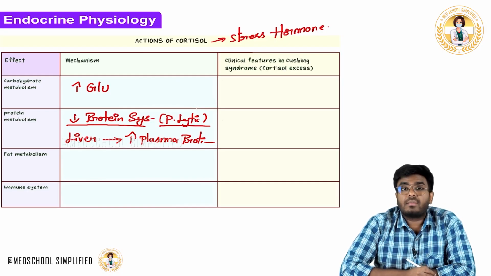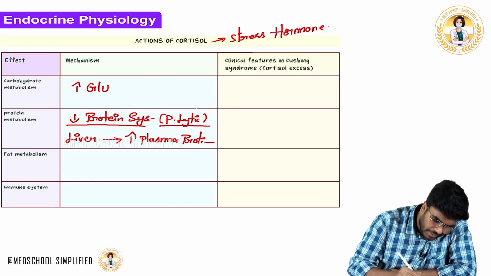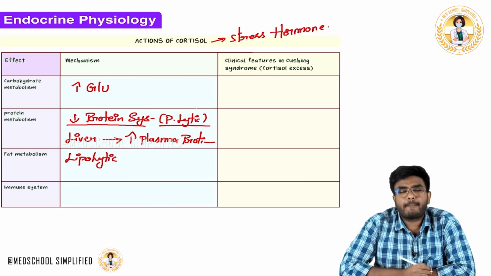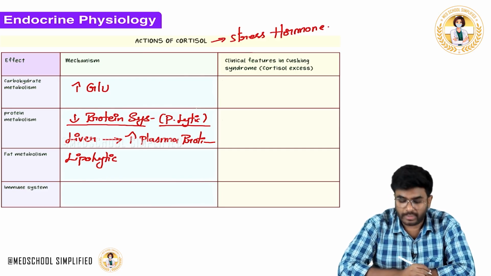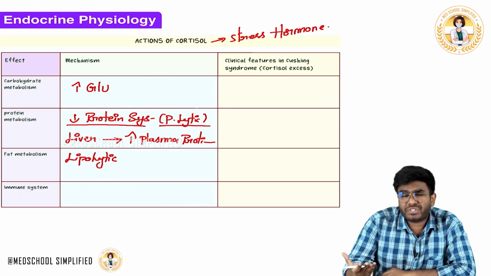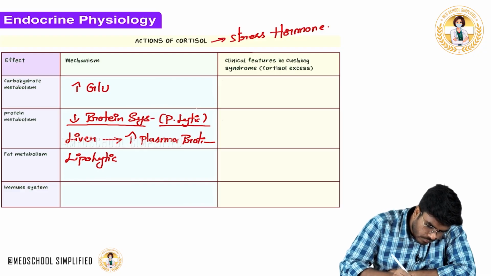Next, what is cortisol doing to the fats? Same: it is lipolytic, L-I-P-O, lipolytic. It decreases the fats or causes lysis of the fats. And what does cortisol do to the immune system? Cortisol is a steroid, right? We all know steroids are anti-inflammatory as well as immunosuppressants. So what happens to the immune system? Suppression. Let me write it down here: immunosuppression.